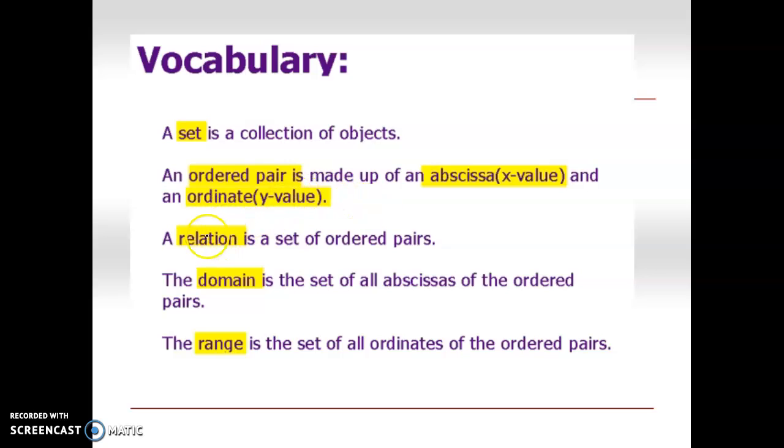All right. A relation is a set of ordered pairs. The domain is the set of all abscissas of the ordered pairs, and the range is the set of all ordinates. So the domain is all the x values, and the range is all the y values. Okay? And a relation is not very specific. It's just a collection, which is a set of ordered pairs.